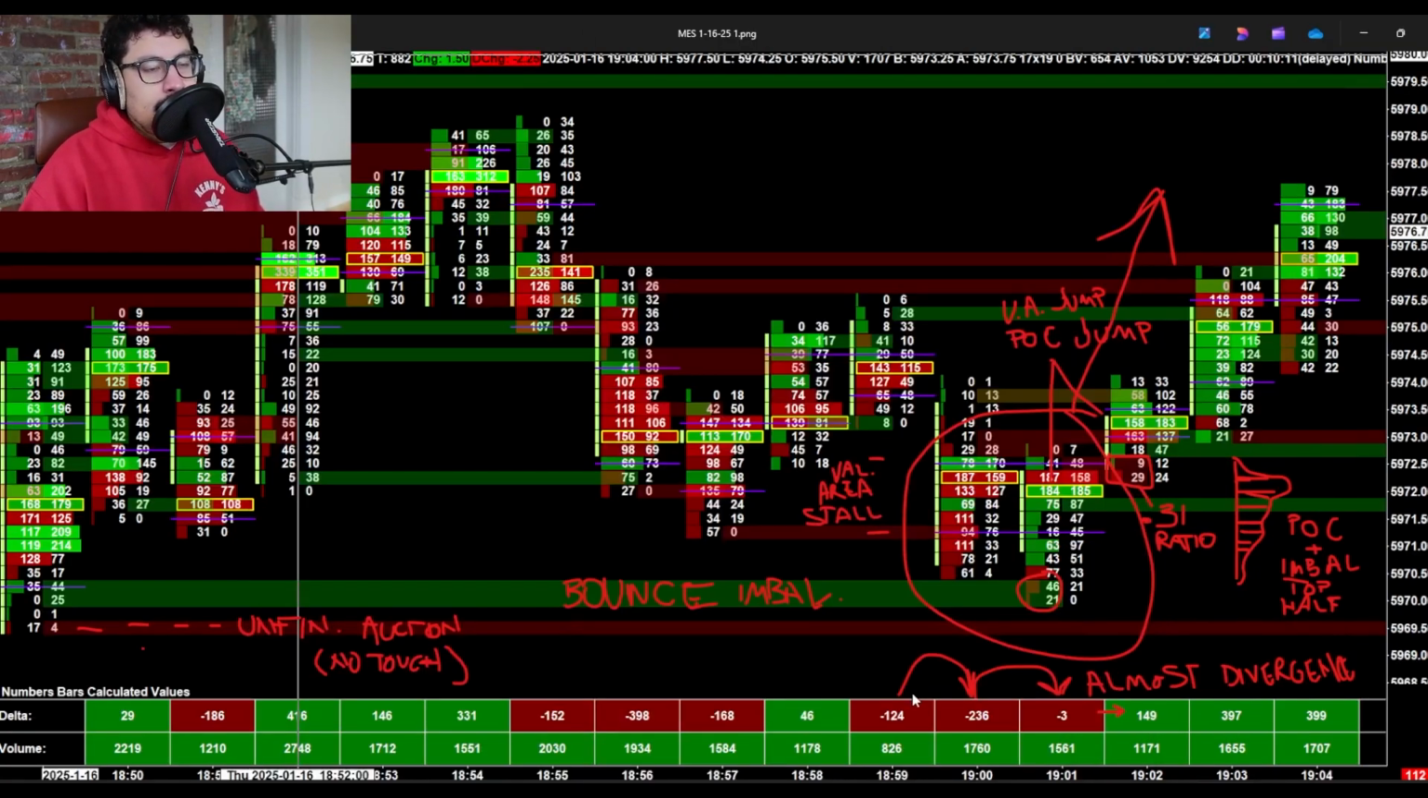I think I explained this one, but price has been moving down. These 3 bars are making new lows and they're red, but what happens between this bar and this bar? You get a big positive lift in delta. What happens to the next one? Another nice big lift in delta. So that's why I'm interested in this area.